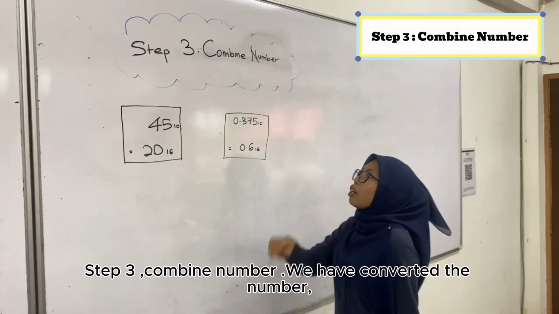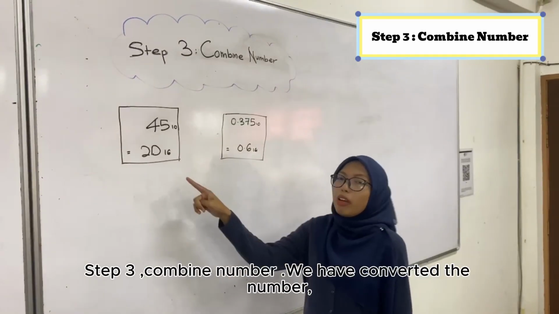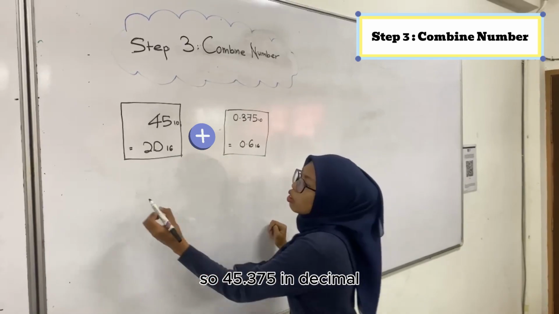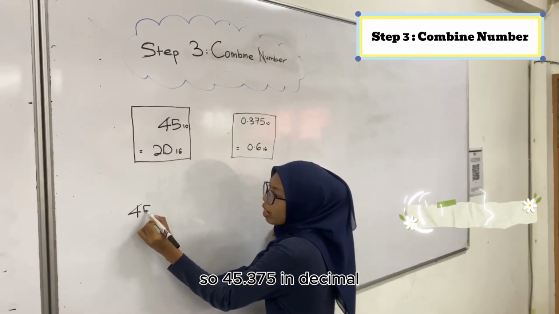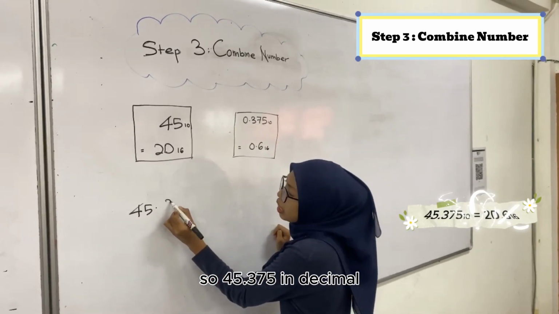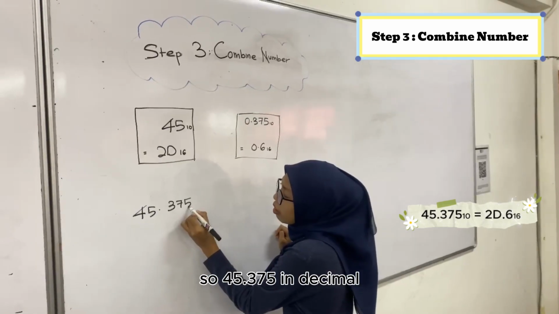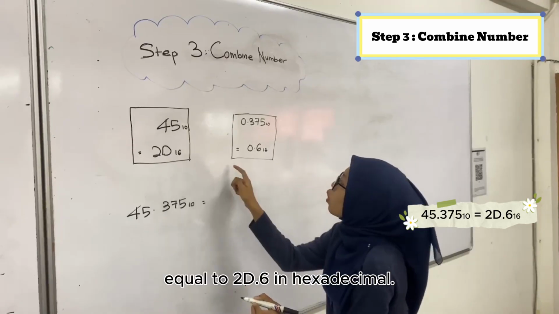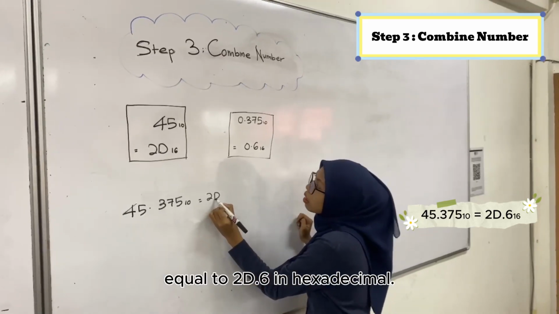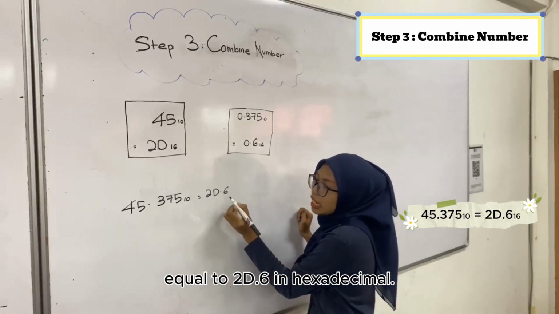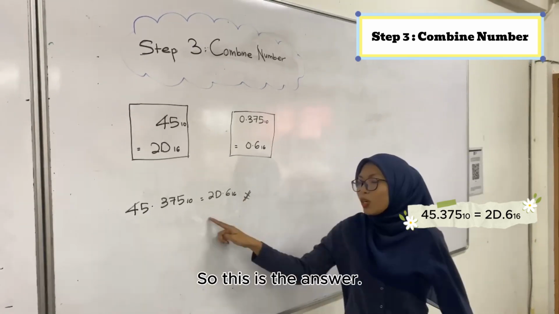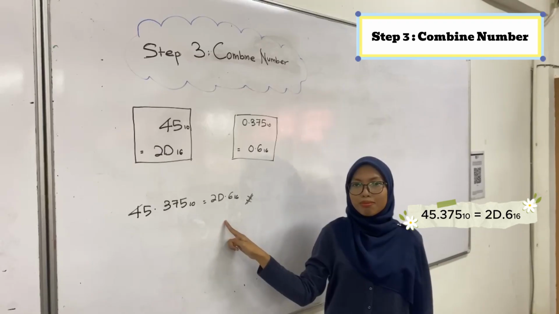Step 3, combine the numbers. We have converted the number. So 45.375 in decimal is equal to 2D.6 in hexadecimal. So this is the answer. Wow!